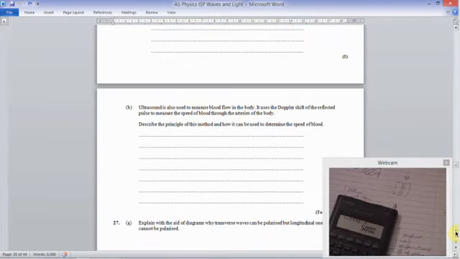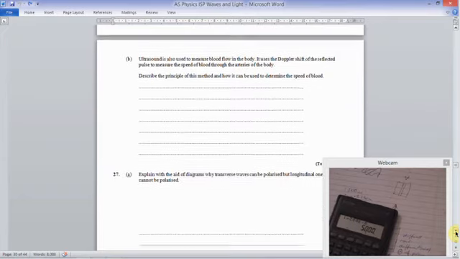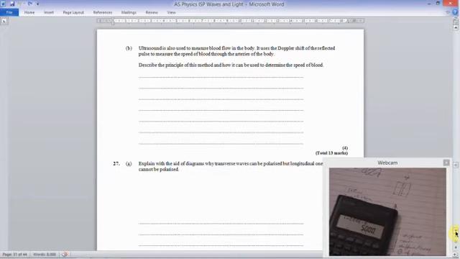Ultrasound is also used to measure blood flow in the body. It uses a Doppler shift of reflected pulse to measure the speed of blood through the arteries of the body. Describe the principle of this method and how it can be used to determine the speed of blood. Remember the whole idea of the Doppler effect: an observable change in frequency occurs due to relative motion. The greater the change in frequency, the greater the difference in velocity. From that we can figure out the speed of the blood.